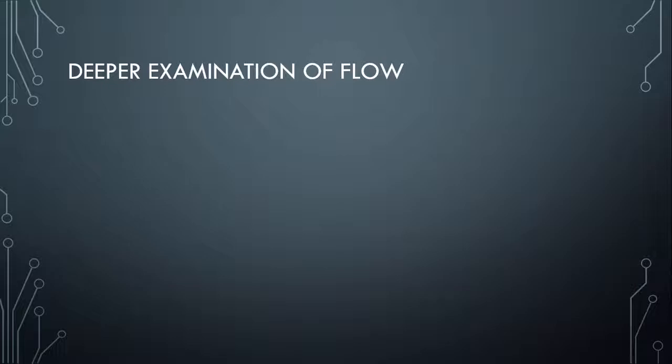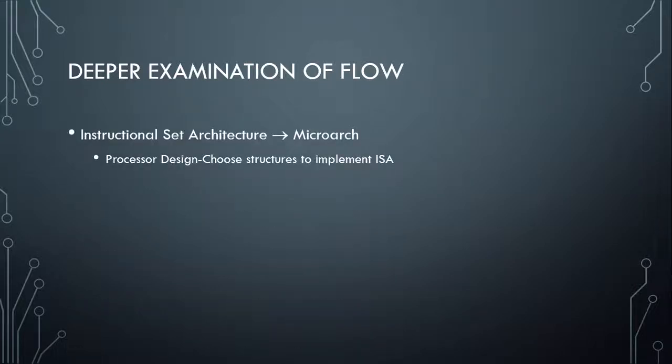But let's go a step deeper. Let's go just a little bit deeper and examine the flow. So we just talked about the ISA, but from there it goes to the microarchitecture, and this is the processor design. This is choosing structures that implement it. So now you write this program, what kind of things are actually capable of this?